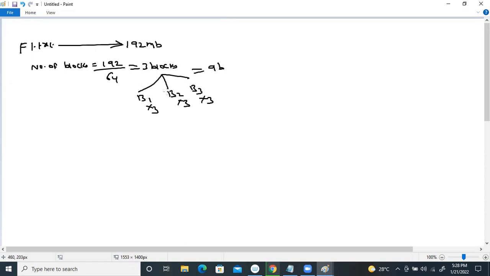Replication means duplication; the blocks get duplicated. So B1 by 3, B2 by 3, B3 by 3, totally 9 blocks. How are these 9 blocks going to get distributed across the slaves? This is my master node. These are my slaves. I have 3 slaves, right?